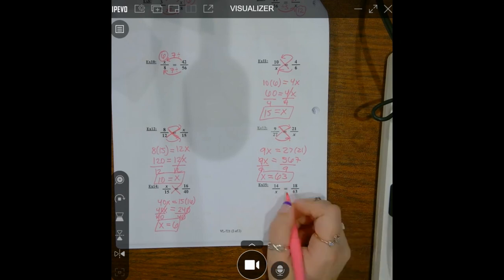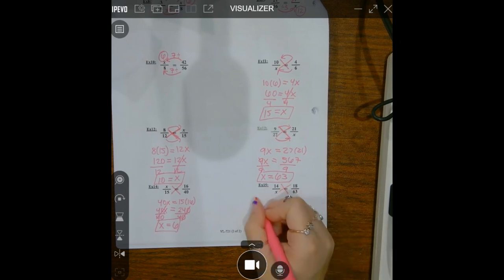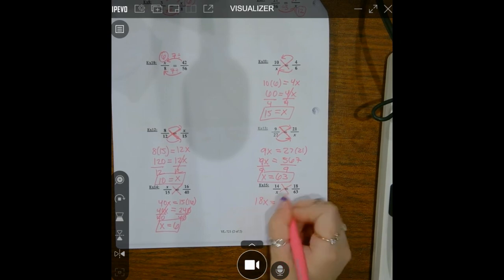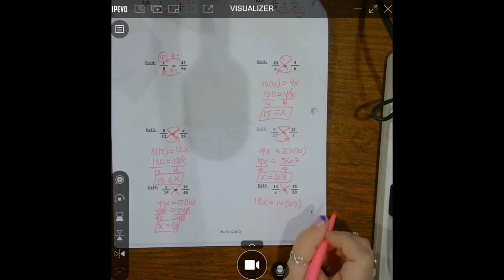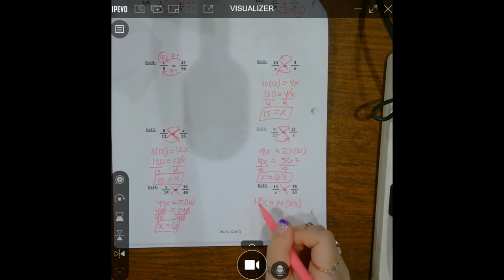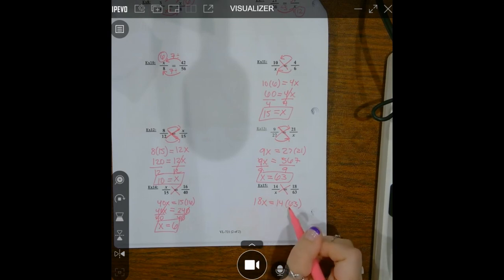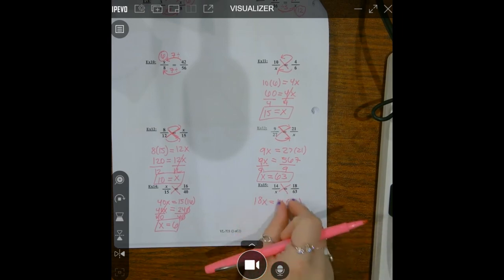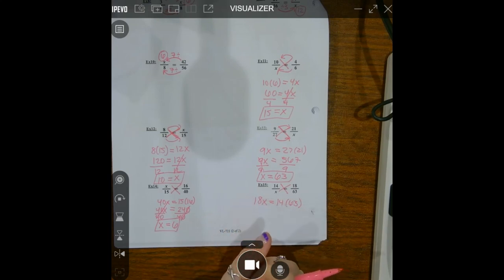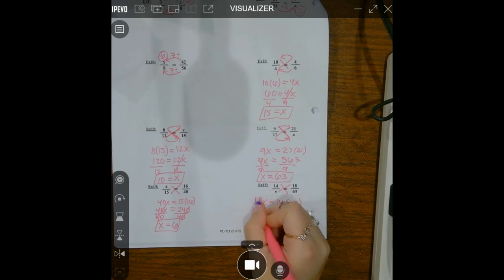You can't go from 14 to 18, so cross products again. 18 is across from x, so 18x equals 14 times 63. Now, I should have said this earlier, but if you're putting like 14 times 63 over here and the 18x over here, don't be freaking out. It's the same thing. As long as you're multiplying the same things I am on either side, it doesn't matter if this whole side was on the left and this whole side was on the right. You'll still end up getting the same answer. Sorry, I should have said that earlier.